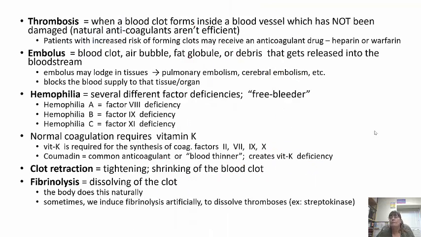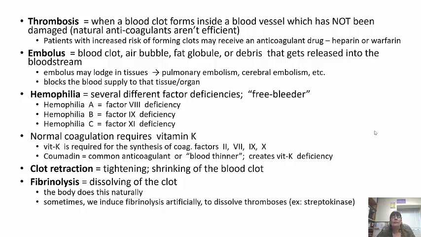Thrombosis is when a blood clot forms inside a blood vessel that hasn't been damaged. Basically, natural anticoagulants aren't being effective. Patients that have an increased risk of forming clots may receive anticoagulation drugs, or blood thinners as we call them, like heparin or warfarin.